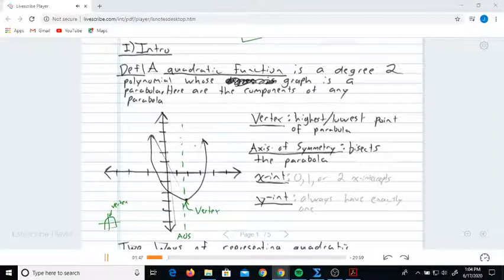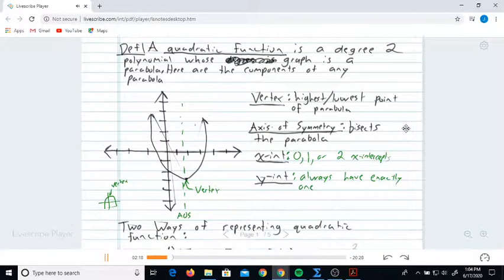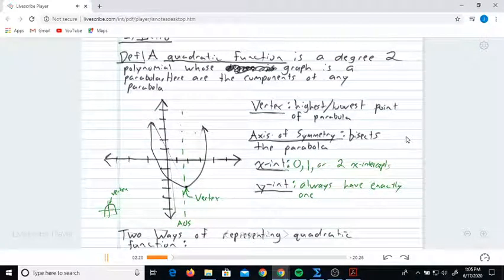And then the x-intercepts and y-intercepts, those are self-explanatory. X-intercepts are where the parabola crosses the x-axis. Y-intercepts are where it crosses the y-axis. For a quadratic function, you will always have exactly one y-intercept. For x-intercepts, you could have 0, 1, or 2 x-intercepts, depending again on whether your parabola opens up or down, and where it's positioned.